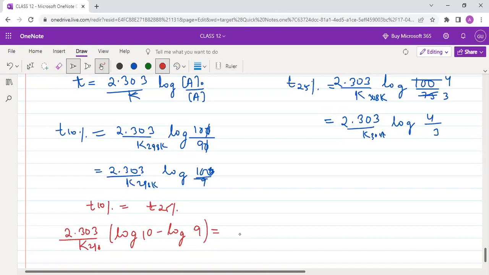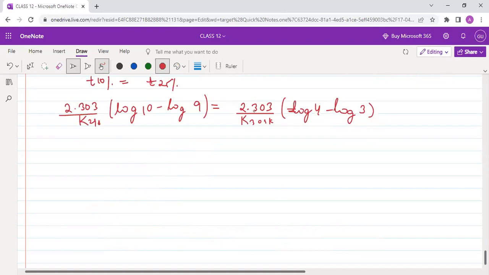And on the right hand side, we'll have 2.303 by k at 308 Kelvin into log 4 minus log 3. So 2.303 will get cancelled. Now, if you rearrange, the rate constant at 308 Kelvin upon the rate constant at 298 Kelvin equals, on the right side, in the numerator log 4 minus log 3, divided by log 10 minus log 9 in the denominator.